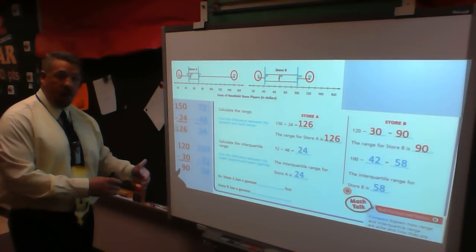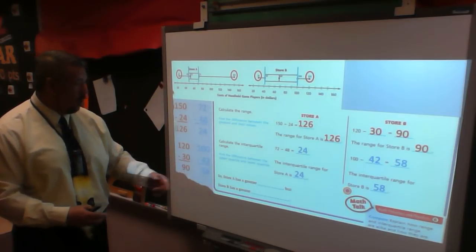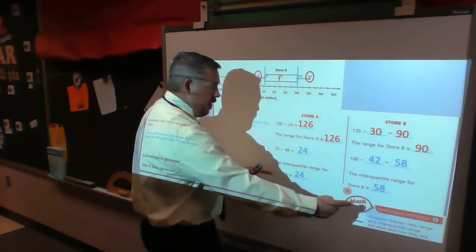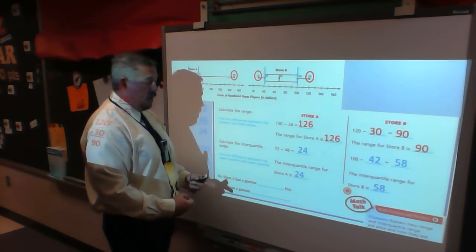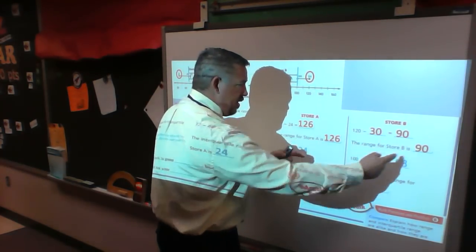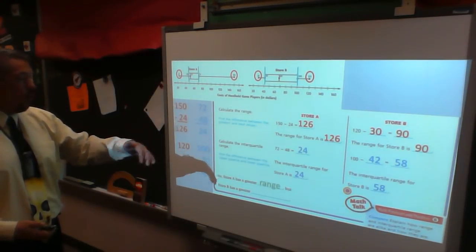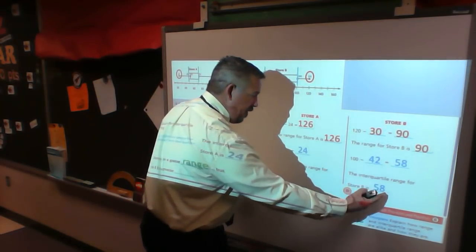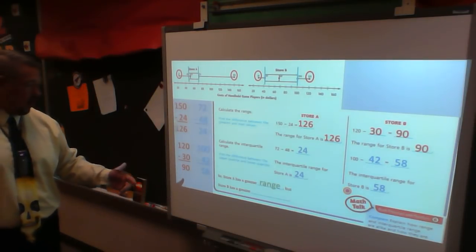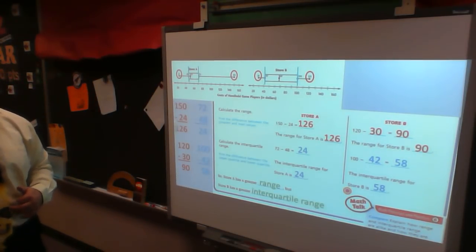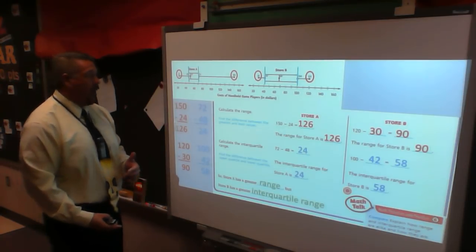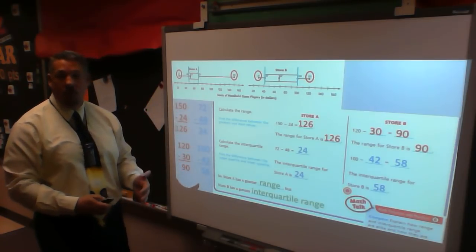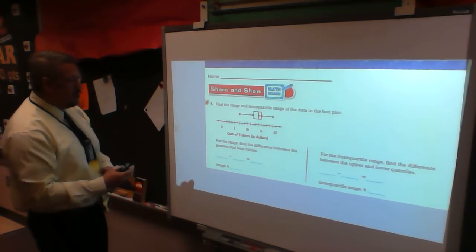So now I compare the data. Store A has a greater what? Well, I'm comparing 126 and 90, not the interquartile range, so it has a bigger overall range. Store B has a greater what? Well, 58 is larger than 24, so it has a greater interquartile range. The only way I'm going to find those is by being able to interpret my box plot and know what those numbers are that it's showing me. I can do that. Shouldn't be difficult.